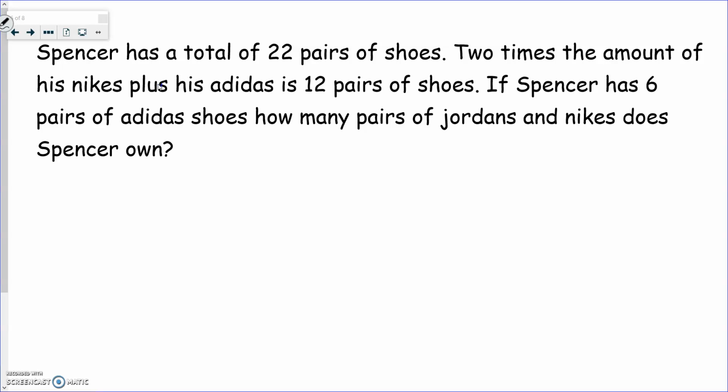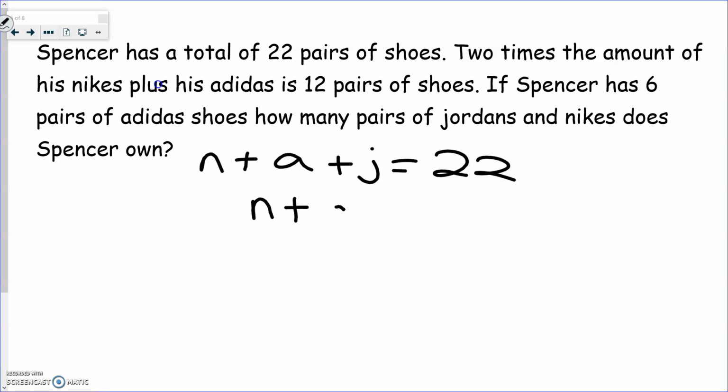Okay, so as I'm setting this up, I see that he has Nikes, he has Adidas, and he has Jordans. Okay, and in total, he has 22 pairs of shoes. Then it says 2 times his Nikes plus his Adidas is equal to 12 pairs of shoes. Okay, then finally it says Spencer owns 6 pairs of Adidas. So there's my setup.